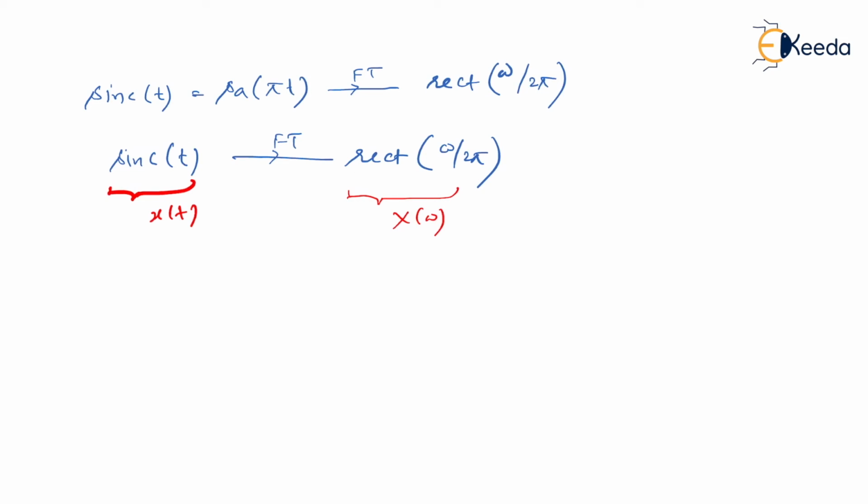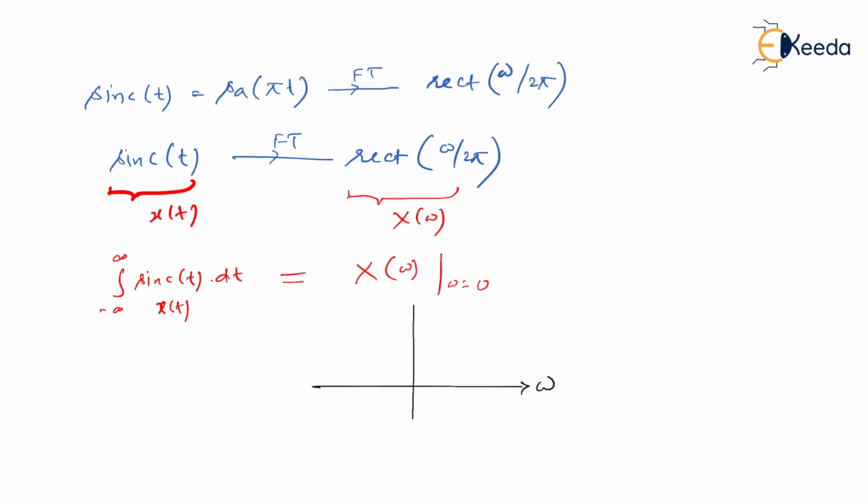Am I right? Now what you have to get is integrating over minus infinity to infinity sinc of t dt, or I would say x of t dt. This is nothing but area of the sinc function, and we know that by area property it is simply x of omega at omega equal to 0. What is x of omega? X of omega is a rectangular function. Let me draw a rectangular function.